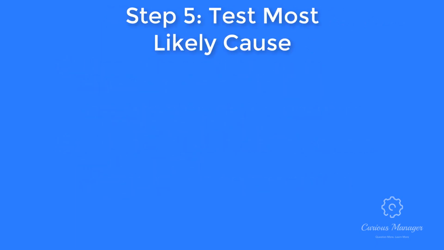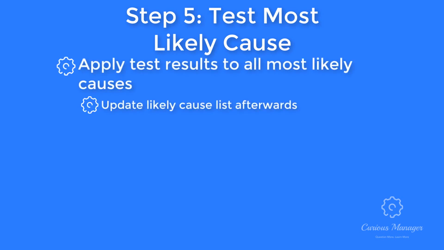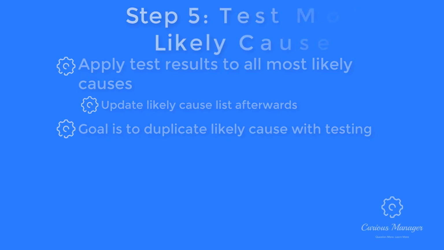In this step, you perform testing to validate the selected most likely cause, or group of most likely causes. The results of the test should be applied to all likely causes that were previously identified to better understand which is the most likely cause after the test has been performed. The intent of this step is to duplicate the failure within the problem space using a test so that the observations could be used to better understand the problem and better understand the best means to correct the problem.